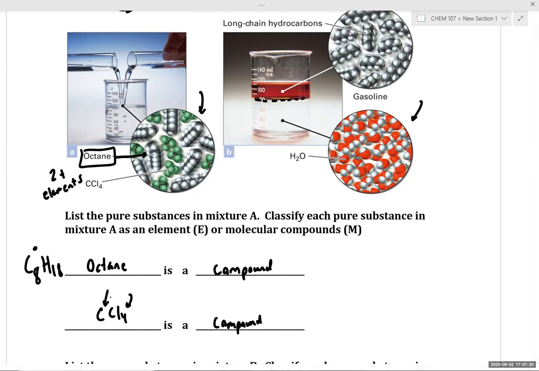Elements have just one element in their formula, and they can have any number of atoms. Compounds have two or more different elements chemically bonded as part of their formula. Does that make sense to everyone? Any questions on that?